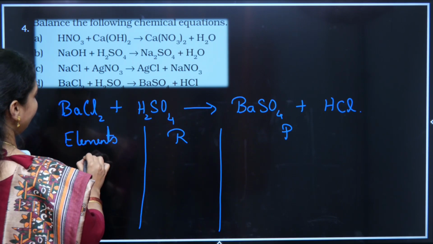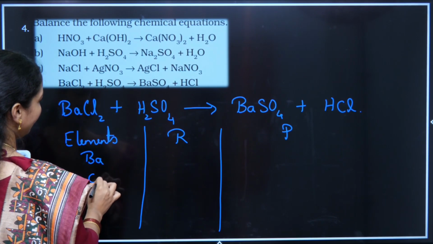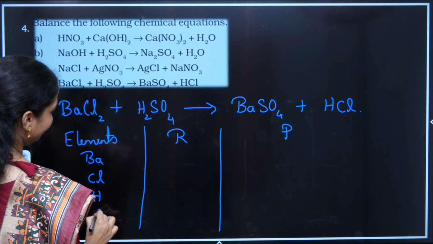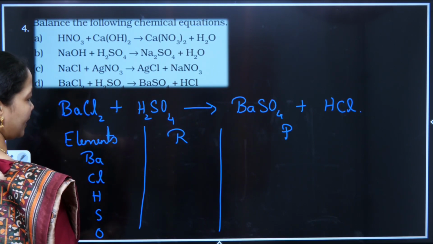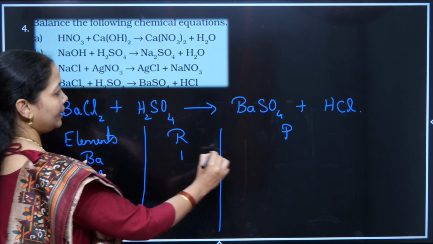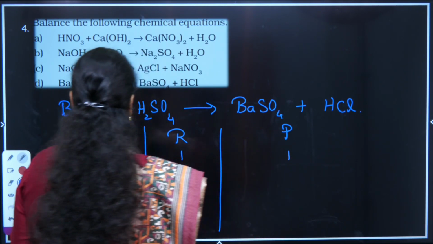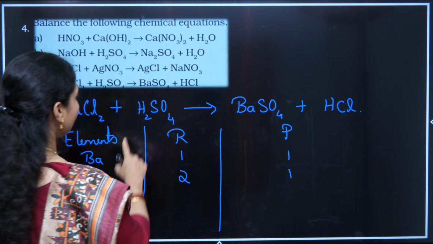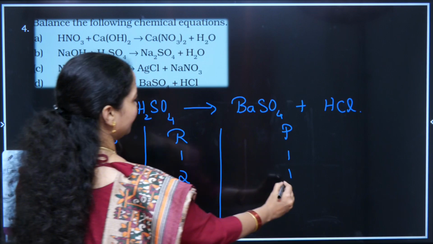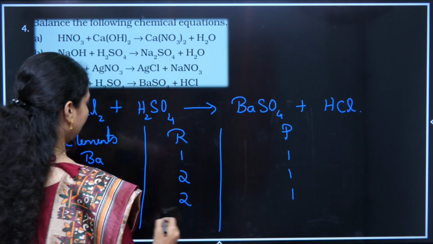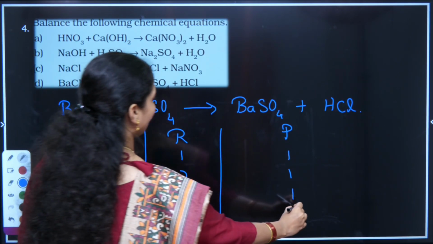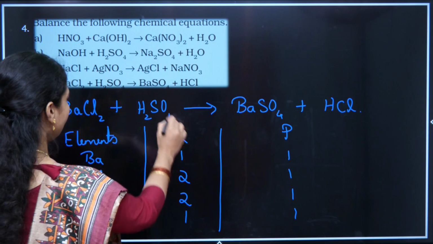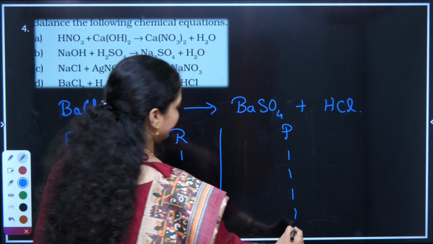So the names of the elements are barium, chlorine, hydrogen, sulfur, oxygen. 5 elements again. Barium, 1 in my reactant, 1 in product. Chlorine, 2 in reactant, 1 in product. Hydrogen, 2 in reactant, 1 in product. Sulfur, 1 in reactant, 1 in product. Oxygen, 4 in reactant, 4 in product.